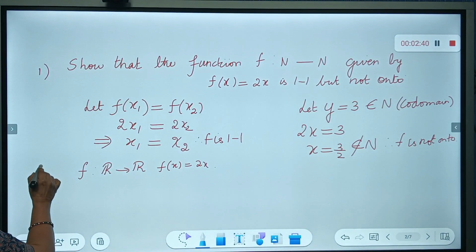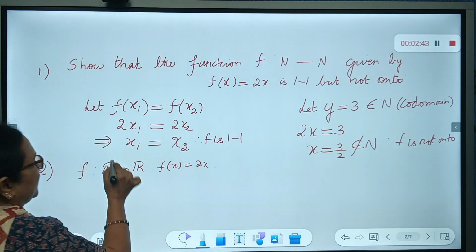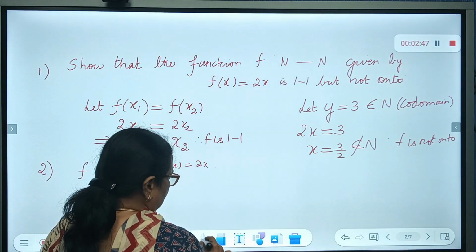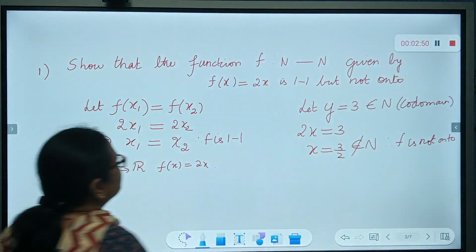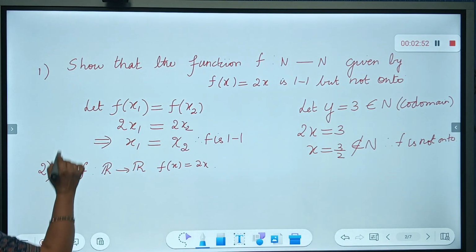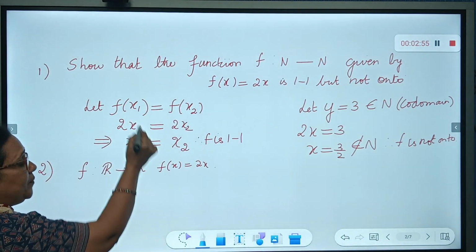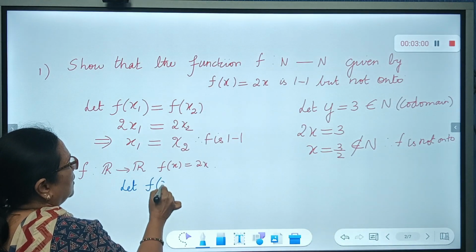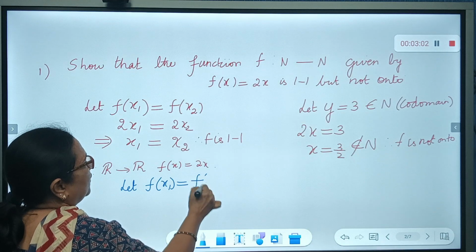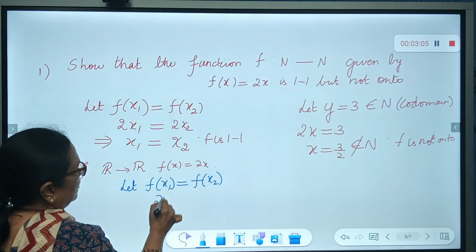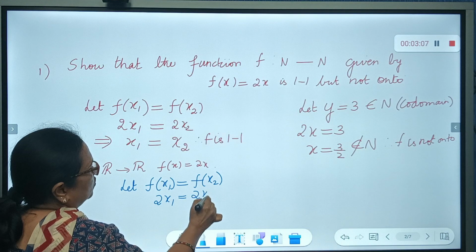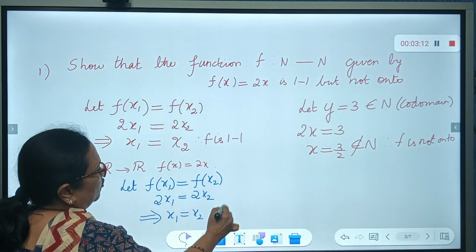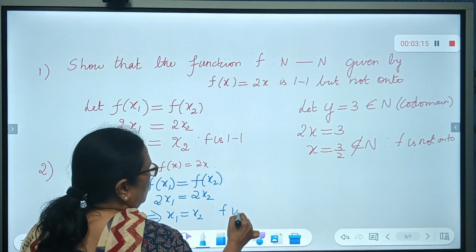So, now what I am going to do is change this N to R, the set of real numbers, using the same definition. Let me use a different color. Now, let me again check 1 to 1. I think the same proof will hold good. So, let f of x1 be equal to f of x2. Then 2x1 equals 2x2, which implies x1 equals x2. Therefore, f is 1 to 1.